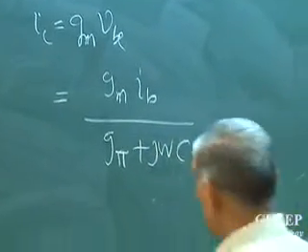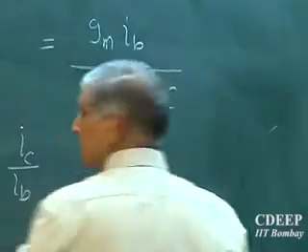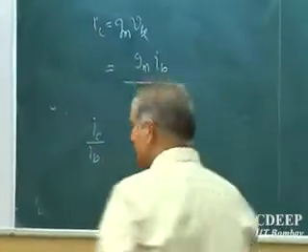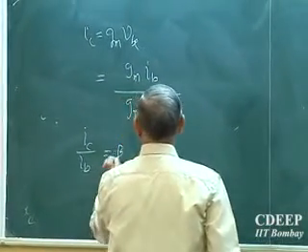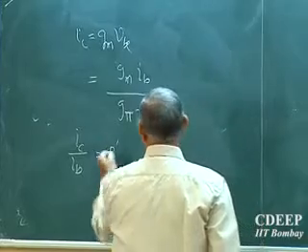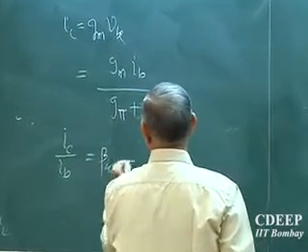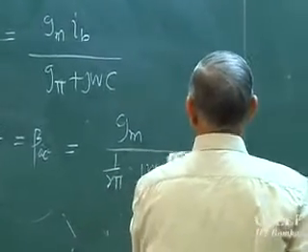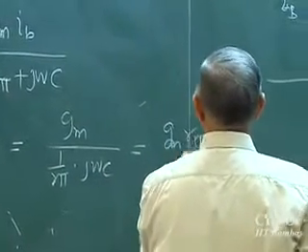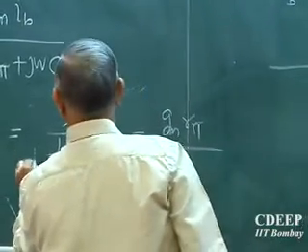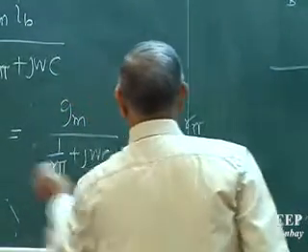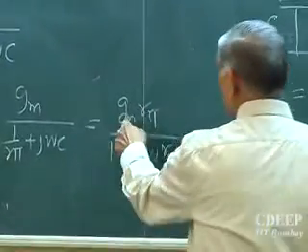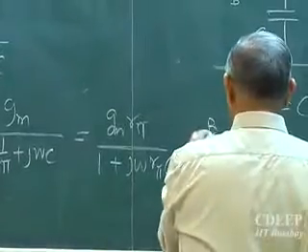क्या होगा? अभी और क्या कर सकते हो? IC by IB, ये क्या वैल्यू है? कौन सा बीटा? AC बीटा। You need not say right now बीटा डैश रखो या बीटा AC लिखो, कुछ अर्जन नहीं। GM upon 1 upon R pi into J omega C, GM R pi 1 plus sorry, so 1 plus J omega R pi C. What is this value? Actually this is again beta DC.